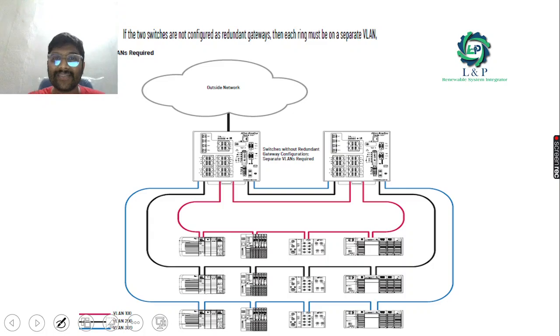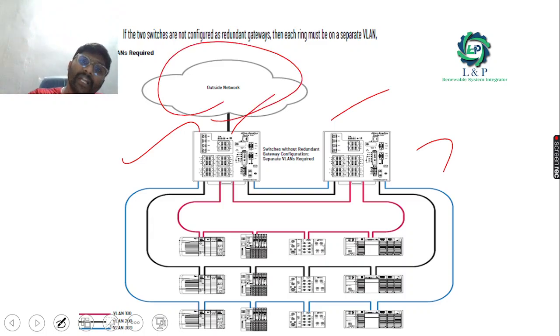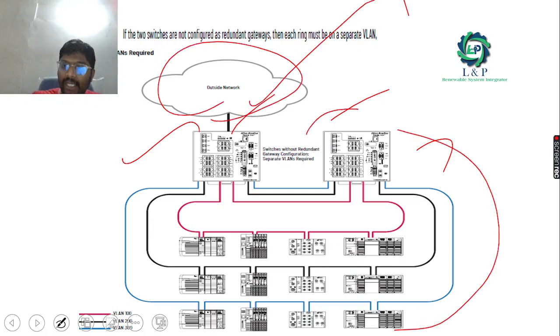And third most important, if two switches are not configured as a redundancy gateway, then each ring must have a separate VLAN ID. Consider here the redundancy is not enabled. It is going to communicate with the outside network, and it is going to connect here, and we have three different VLANs, three different rings. Then you need to assign three different VLANs for these three different rings.